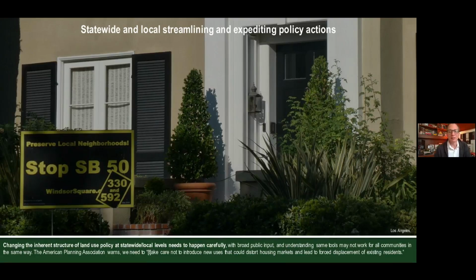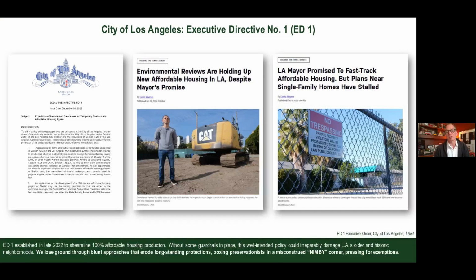And this looks like in lots of different ways. Like I say, it often is a very blunt tool in terms of what this looks like. And I like what the American Planning Association says here, that we need to take care not to introduce new uses that could distort housing markets and lead to forced displacement of existing residents. That's part of the concern with some of these tools, that they are not so thoughtful in terms of how that's happening. And so we're trying to work and be part of the solution, be part of bills in a more proactive way rather than just reacting to bills as they look out.